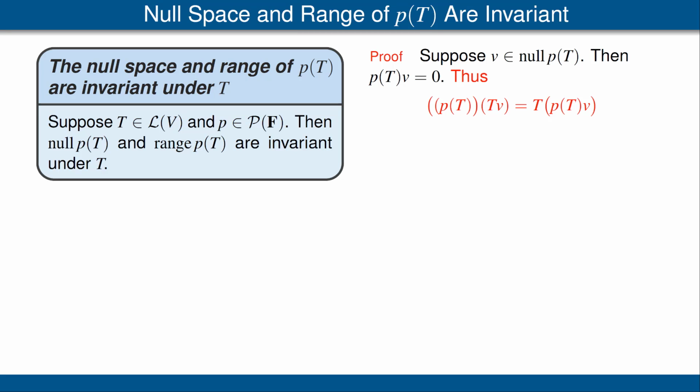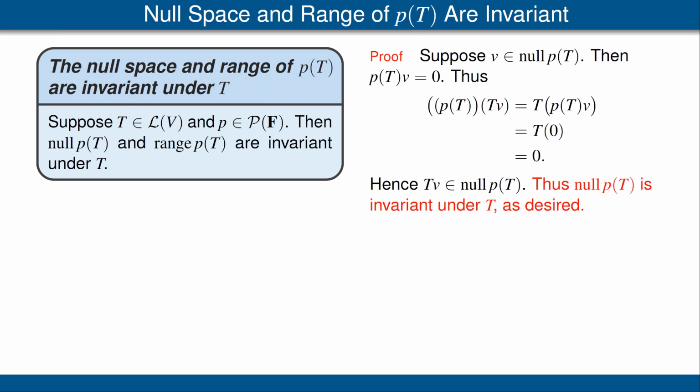So we get the equation shown here. And now, of course, because P of T of v is 0, that's T of 0. And of course, T of 0 is 0. So we conclude that T of v is in the null space of P of T. After having started with v being in the null space of P of T, this is precisely what it means for the null space of P of T to be invariant under T. That completes that part of the proof.